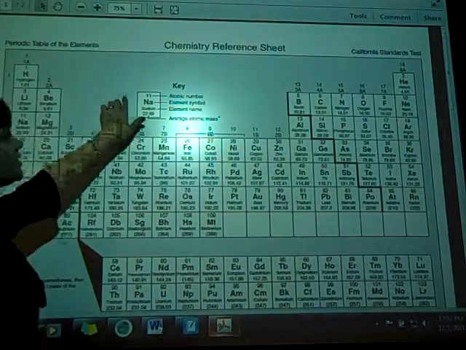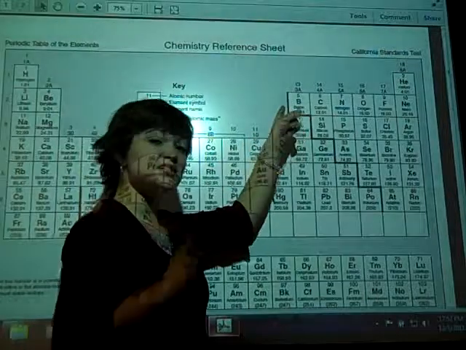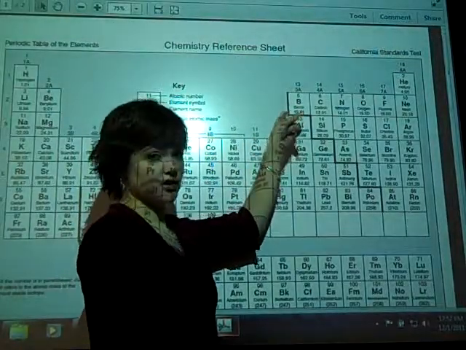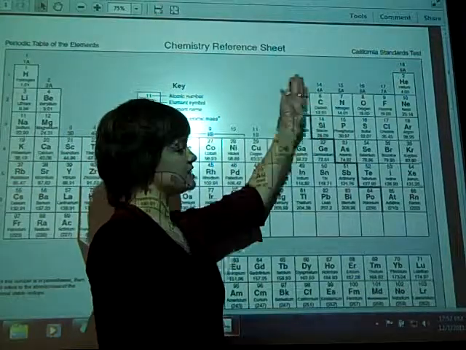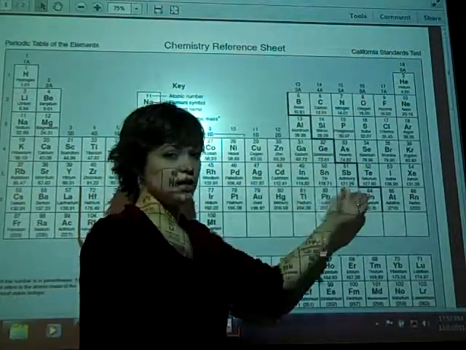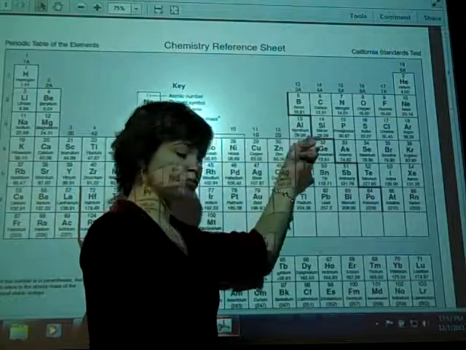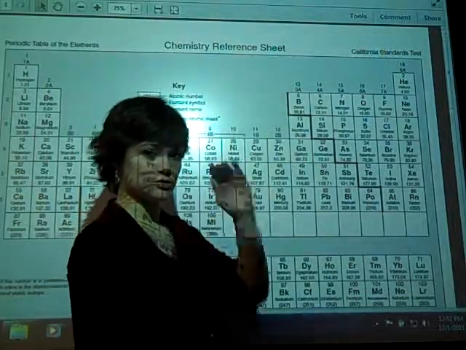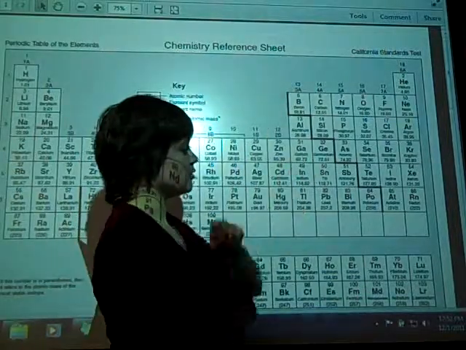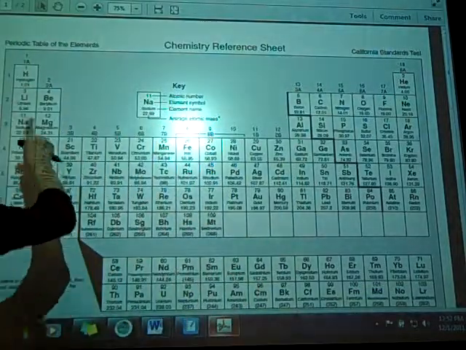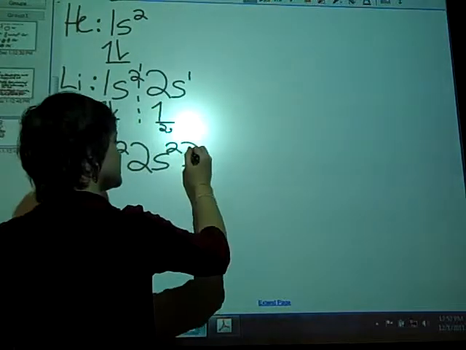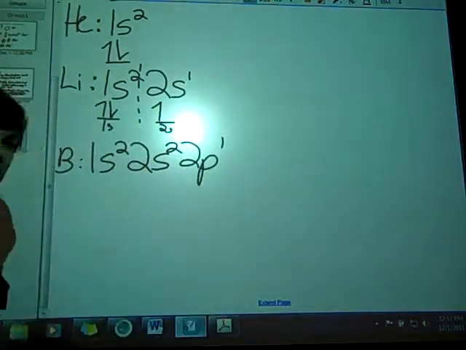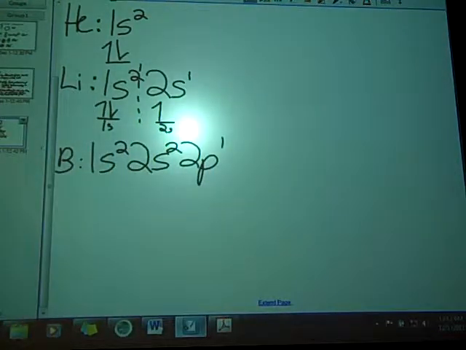If we run our finger across the table here, I'm still on row 2. I'm still on the second floor. And the next type of suite that I run into is the P's. Remember, this was the P block. Since I'm still on the second row, I'm still on floor 2, so a big 2 still goes in the front when I'm talking about my P's. So this is 2p1, last electron that I needed to place. 5 electrons, all of which have a home.